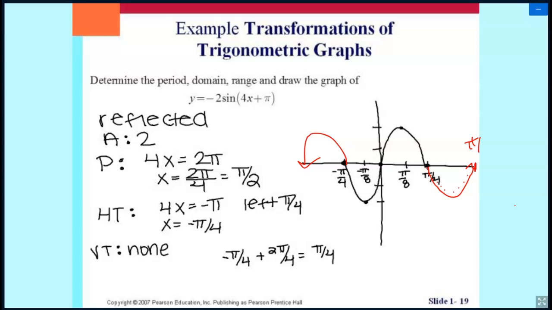The height is at 2 because it is stretched by 2. So you'll notice that this goes up to a height of 2.